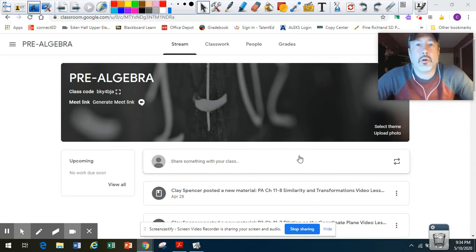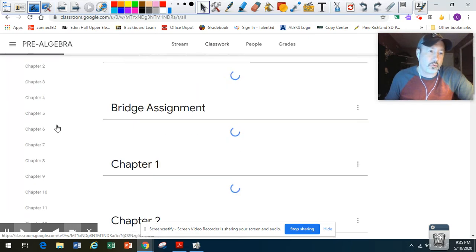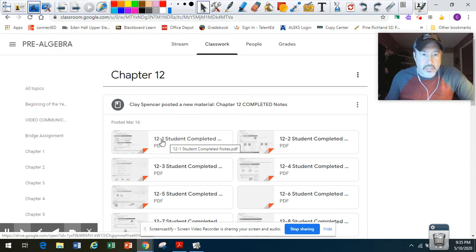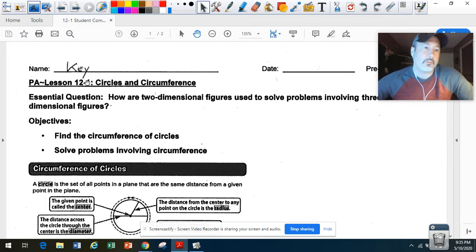Today, what we're going to be doing is starting now on chapter 12. We're going to start with chapter 12, lesson 1, circles and circumference. So let's figure out where those notes are at. You're in your Google Classroom. Go over here to classwork, scroll down here to chapter 12. And as you see here are the completed notes for 12-1. So let's see what we have here today. We've got ourselves 12-1, circles and circumference.